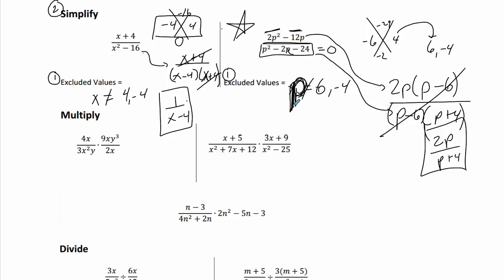So the first thing that we're doing, we're finding the excluded values. The second thing is we're factoring top and bottom as much as we can. Okay? And then the third thing is we're simplifying and then we rewrite our answer. That's basically what we're doing.